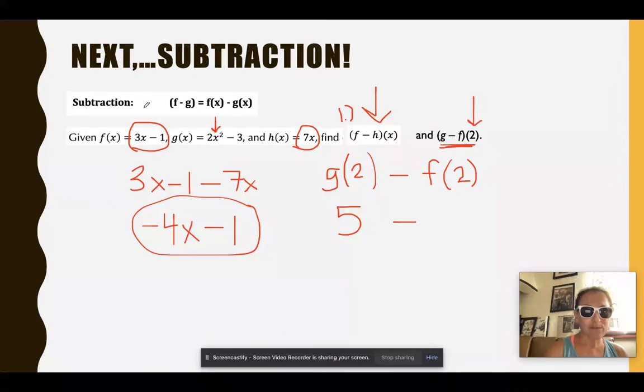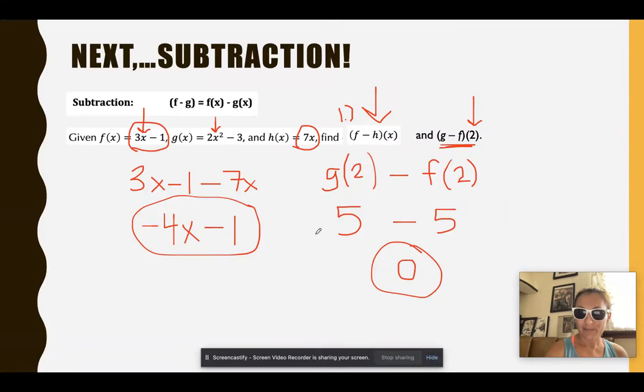Then let's do f of 2. That would be 3 times 2, which is 6, but take away 1. That would also be 5. And so for our example 2, we have 5 minus 5. I think our final answer for example 2 is going to be 0.